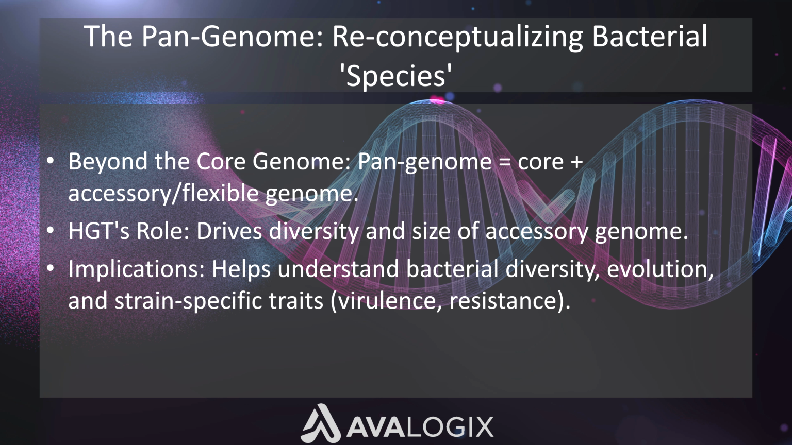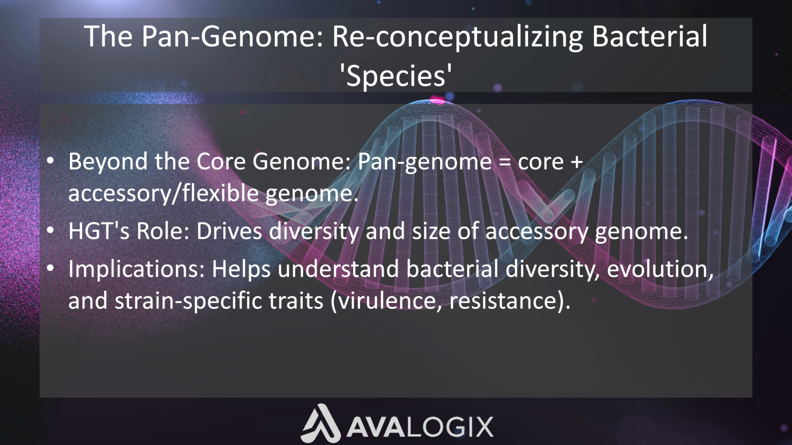The implications of the pan-genome concept are profound. It helps us understand the true diversity within bacterial species, why some strains are virulent while others are not, and why some are resistant while others remain susceptible. It fundamentally reconceptualizes what it means to be a bacterial species, moving away from a rigid definition to one that embraces the constant flux of genetic information. This concept is vital for tracking pathogen evolution and designing strain-specific interventions.